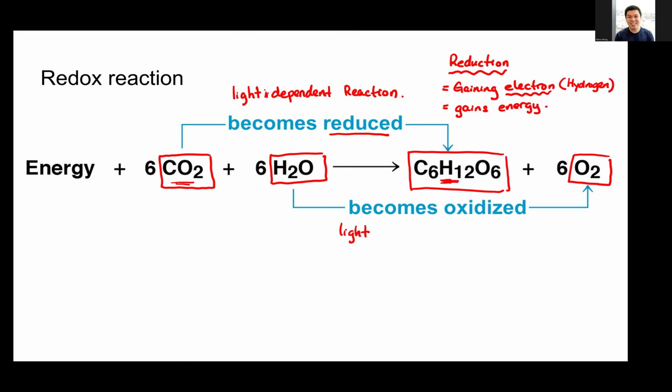Sorry, I just noticed I wrote this wrong. So CO2 gets converted into glucose through light-independent reaction, and then H2O gets converted into oxygen through light-dependent reaction. Because I've been so used to talking about light-dependent reaction first and then light-independent reaction, I made a mistake here. Okay, so water gets converted into oxygen through light-dependent reaction, and water's molecule is oxidized to become oxygen gas.